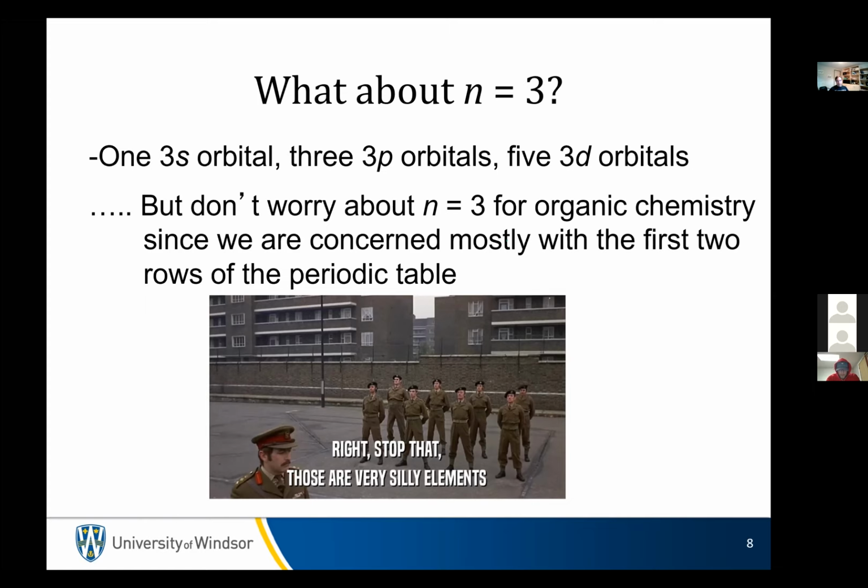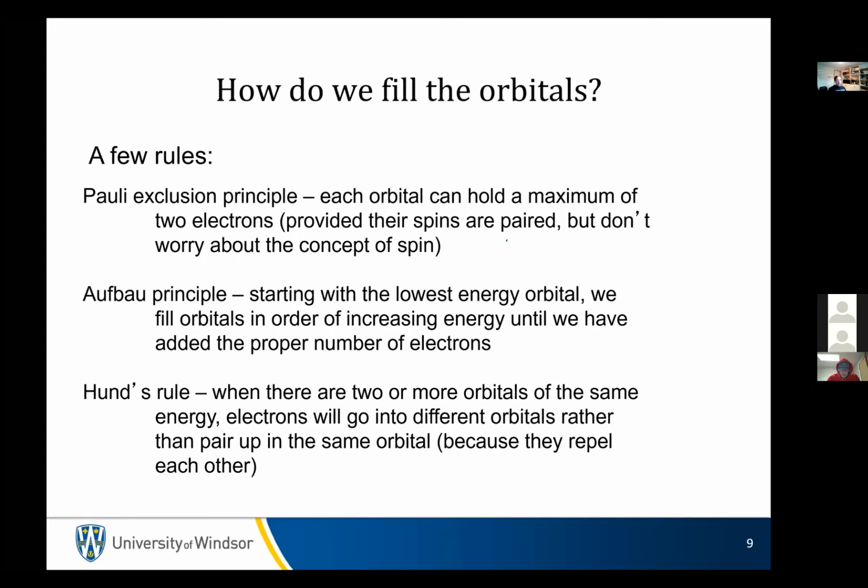Okay, so how do we fill orbitals? Again, I really hope this is all review. You've got three rules. Three is a good number. Pauli exclusion principle: each orbital, maximum two electrons. Aufbau principle: fill them going up. So start at the bottom, go up. Like energy sinks to the bottom, that makes sense.